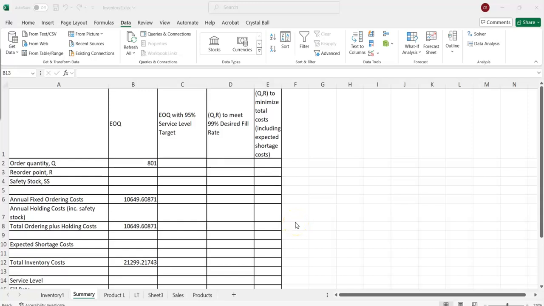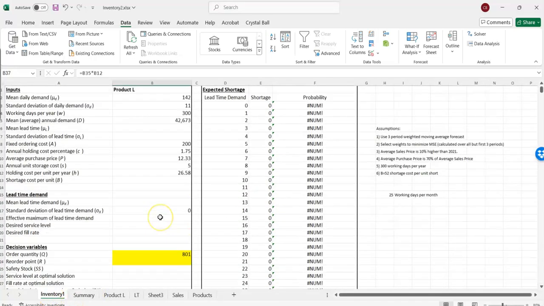This video is going to pick up where the EOQ video for the Inventory2 file for product L left off and look at combining the EOQ with a 95% service level target. So we need some additional inputs. We need to have the mean lead time and the standard deviation of lead time.